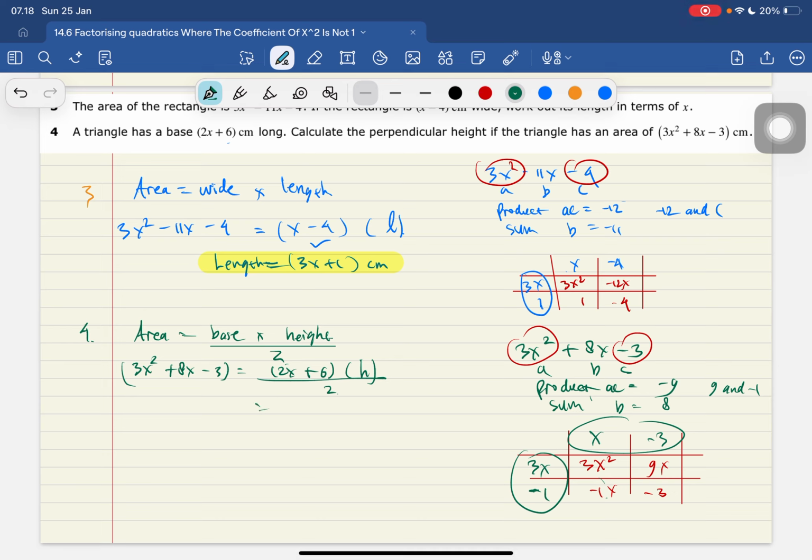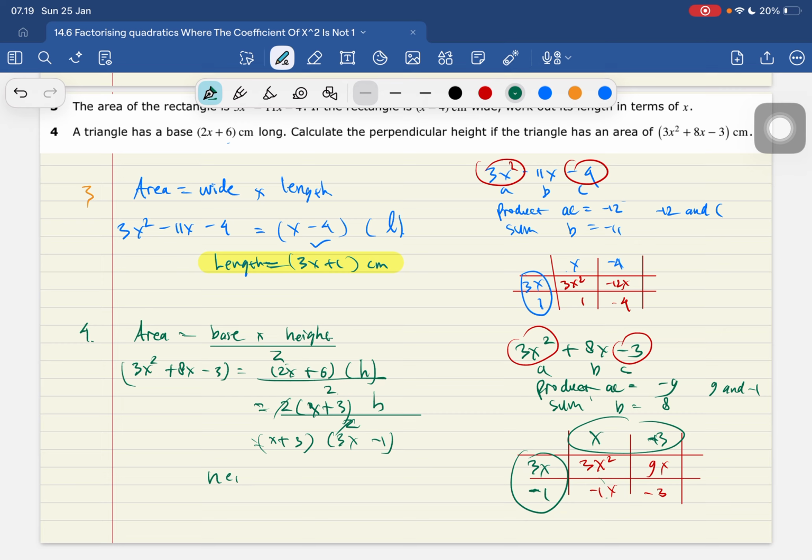Here let's get it up, divided by 2. So we can factorize it, x plus 3. So you get rid of divided by 2 and the height. So you've got the factor x plus 3 here. And one more is 3x minus 1. Okay, so we've got it.